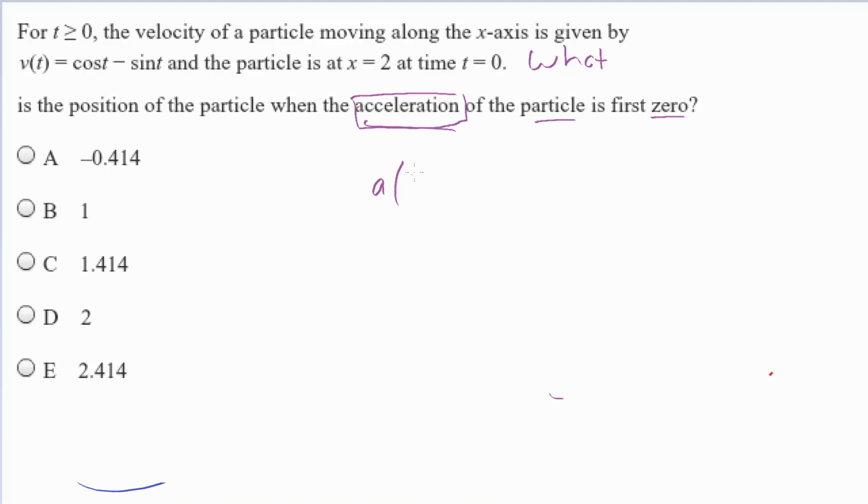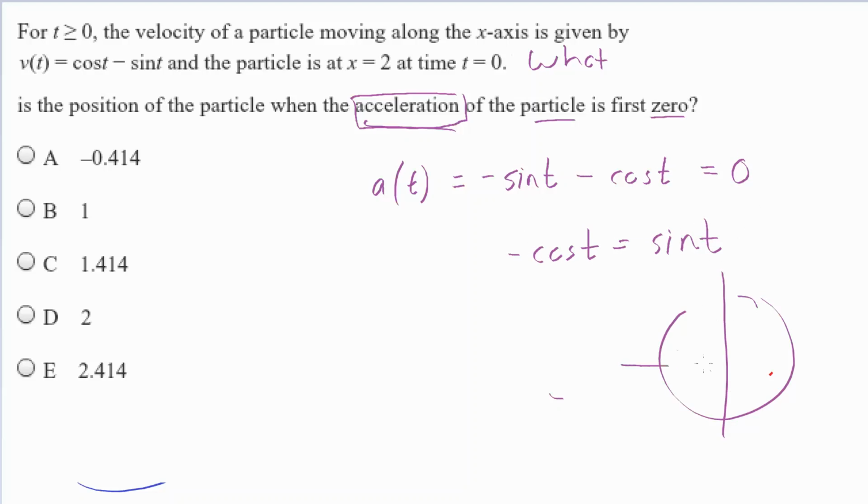So a of t is the derivative of v of t. The derivative of cosine is negative sine. The derivative of sine is cosine. When is that first 0? So when is negative cosine t equal to sine t? Well, if I look at my unit circle, they're equal here, but they're equal in the negative here for the first time. So I guess that would be 3 pi over 4.